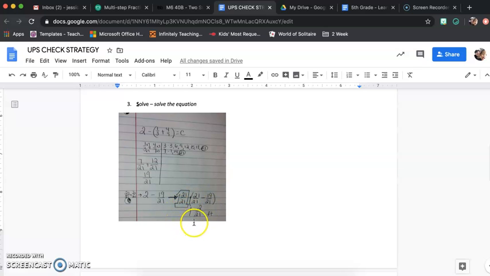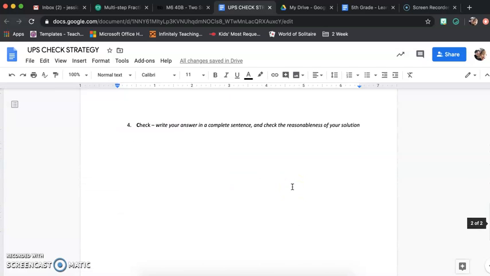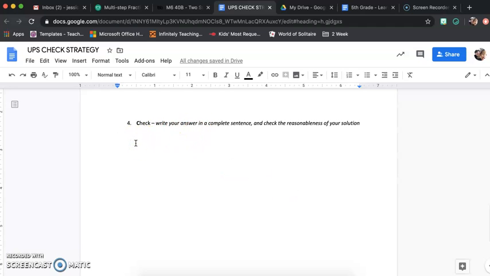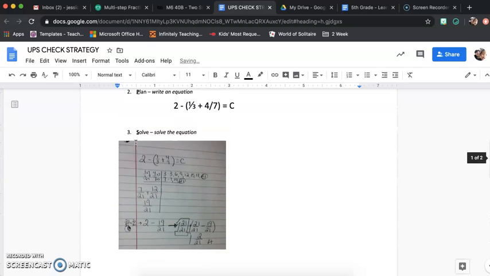So this is my final answer for how much cloth is left over, which is 1 and 2/21. You can check to see if it needs to be simplified. But I know with 21 not being an even number, there's nothing I can multiply by 2 to get 21. So therefore, in this next part that you're going to be doing, which is where you write your answer in a complete sentence, you're going to put Sally has 1 and 2/21 foot of cloth remaining. And that, my friends, you are finished.